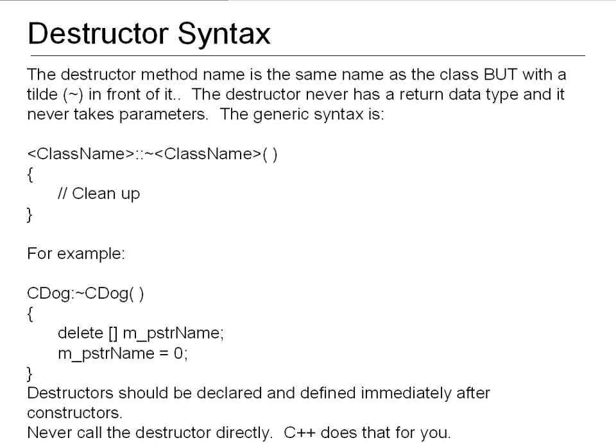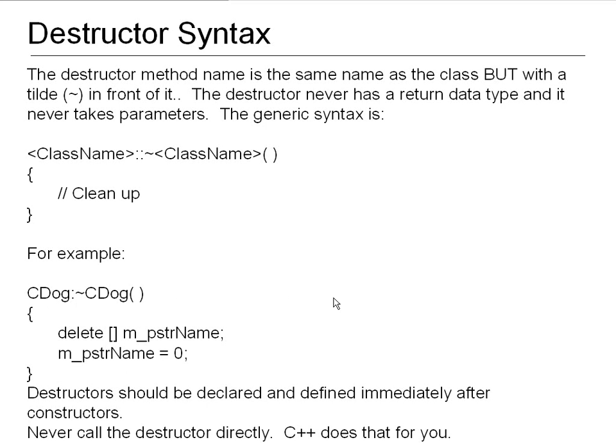The destructor method name is the same name as the class, but with a tilde in front of it. The destructor never has a return data type, and it never takes parameters. So the generic syntax is class name, colon, tilde, class name, at least for the definition. So for example, we have CDog::~CDog().